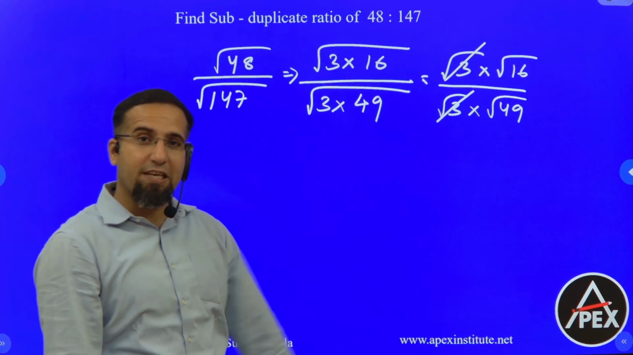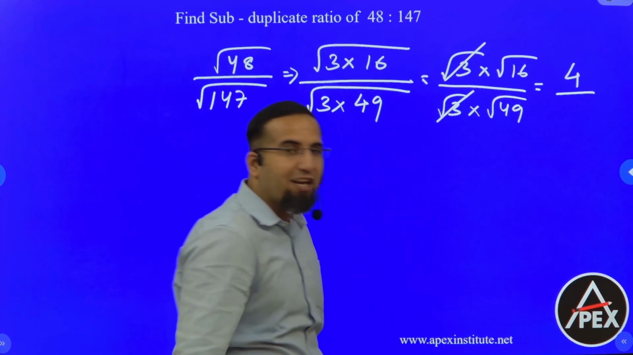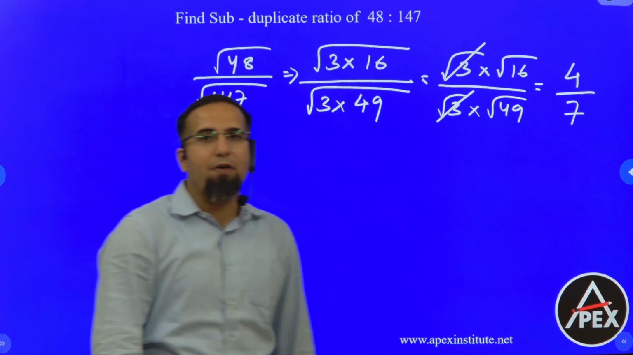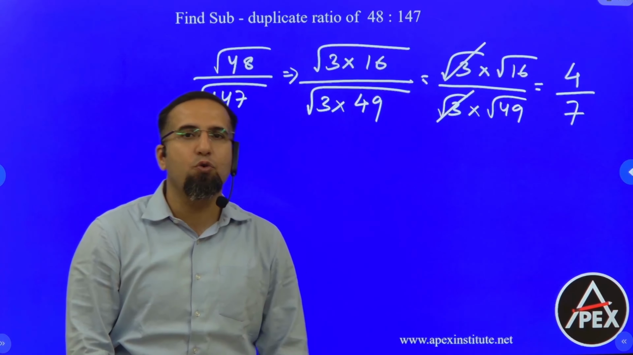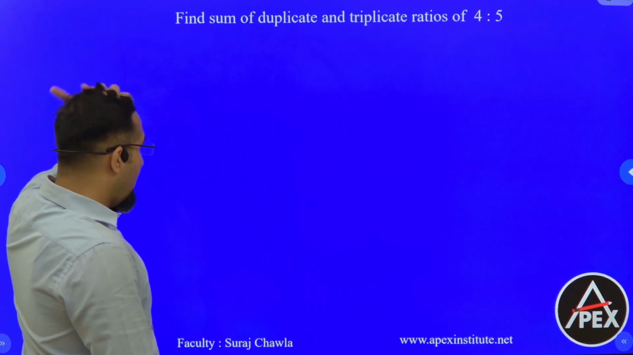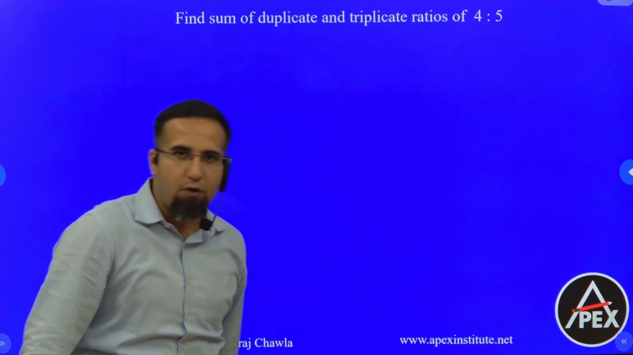We have square root of 16 is to square root of 49. What is square root of 16, guys? The square root of 16 is going to be 4. And what is square root of 49? The square root of 49 is going to be 7. And therefore, my final answer is going to be 4 is to 7 in this case. Clear? Let's move forward. Now I'm asked, find the sum of duplicate and triplicate ratios of 4 is to 5.